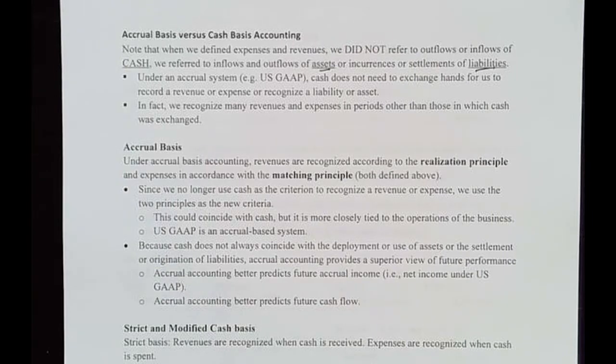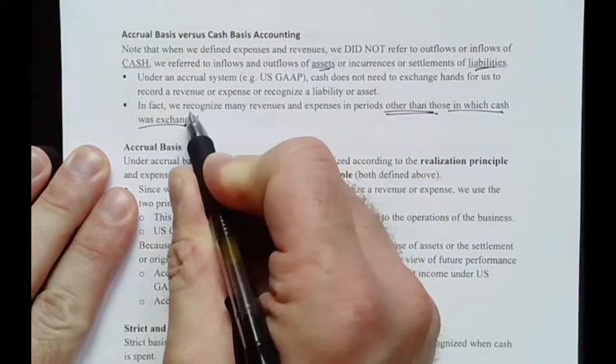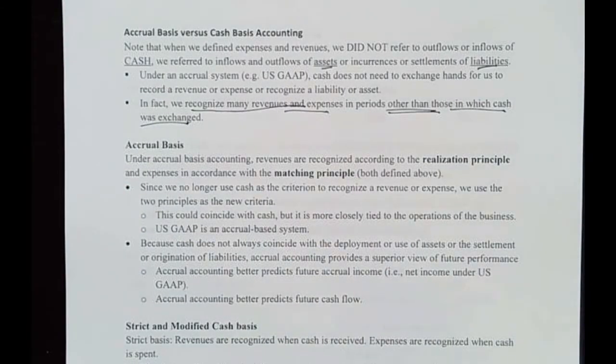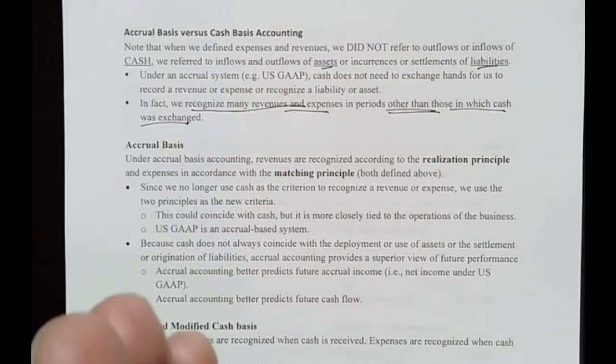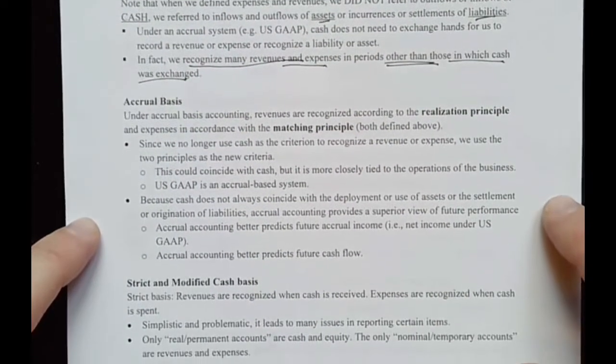We can recognize a lot of revenues and expenses in periods other than those in which cash was exchanged. So a lot of the time, we're not going to have this temporal alignment. At the point of time that I receive cash, am I going to record a revenue? Rather, I might receive cash and then record a revenue in the future. Or I might record a revenue in anticipation of receiving cash in the future. You can think about some of those examples, and I go over them in my slideshow and in class.